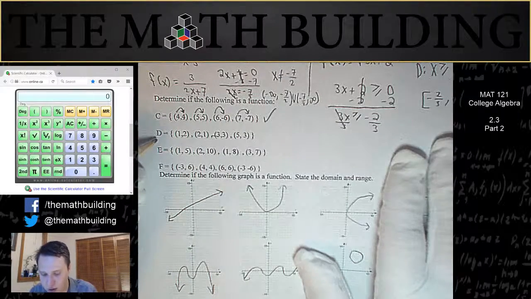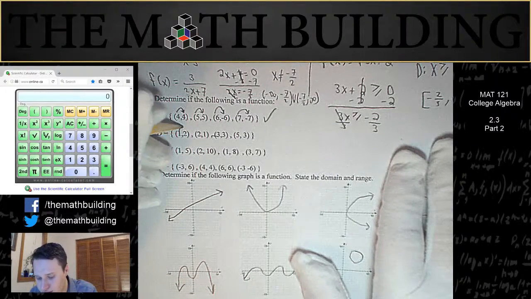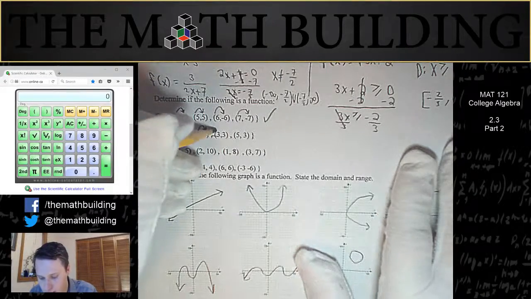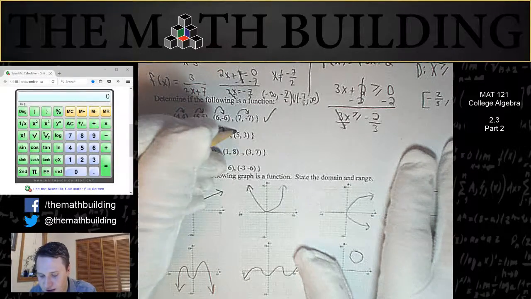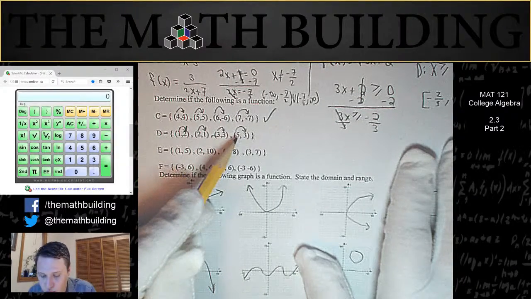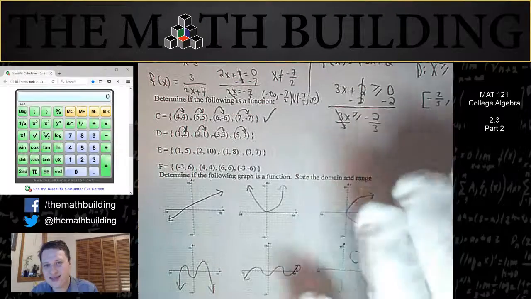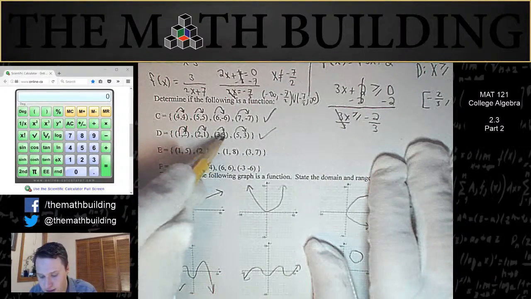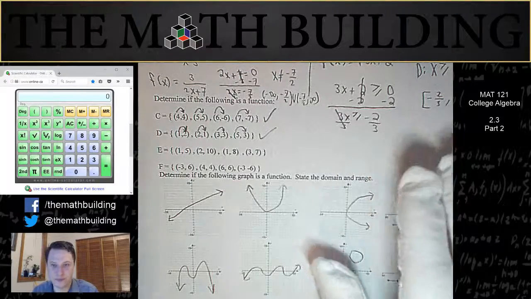Let's see if D is a function. 1 is going to 2, that's good. 2 is going to 1, that's fine. 3 is going to 3, and 5 is going to 3. Now notice that both 3 is going to 3 and 5 is going to 3. That's okay. It's still a function because each input is only going to one output.